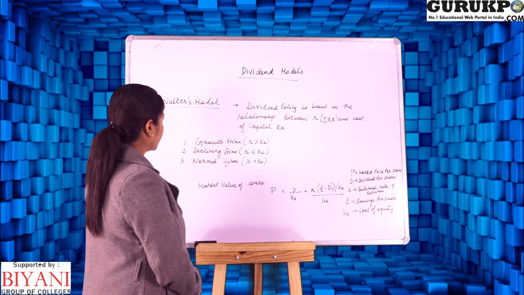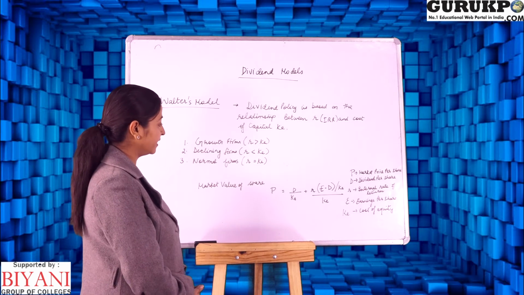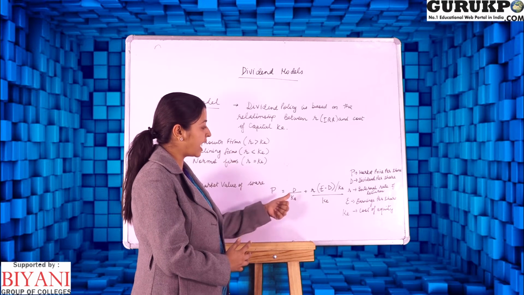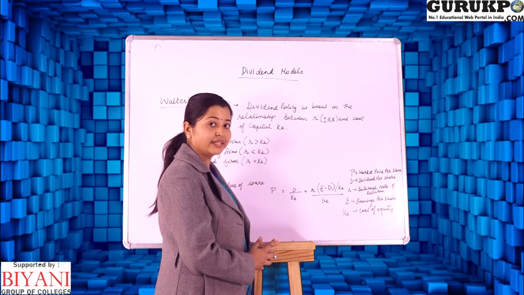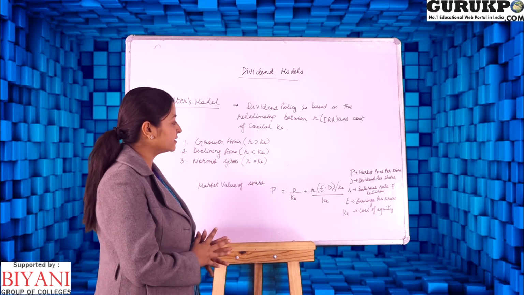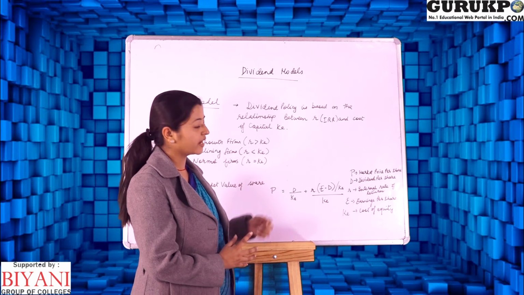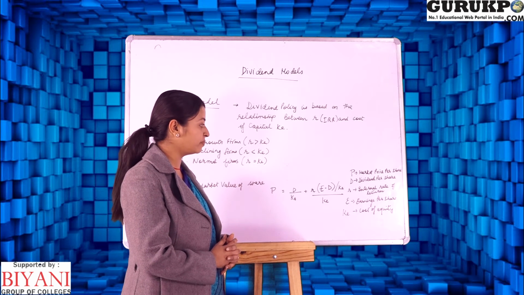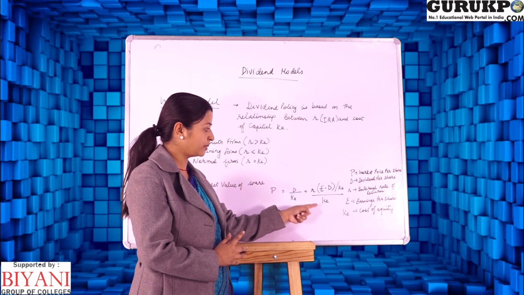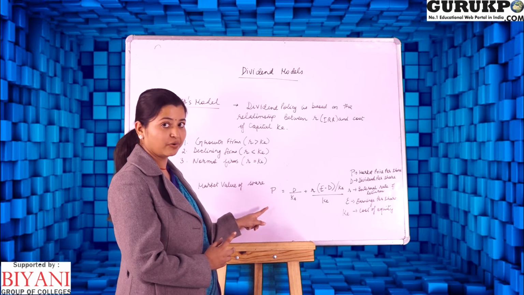According to Walter's model, the market value of the share can be found out by P equals D divided by KE plus R (E minus D) divided by KE, all upon KE. D stands for dividend per share, KE is cost of equity, R stands for internal rate of return, E stands for earning per share, and P here stands for market value of shares.